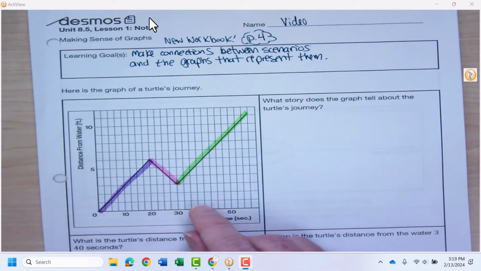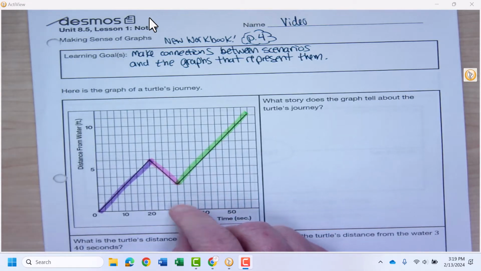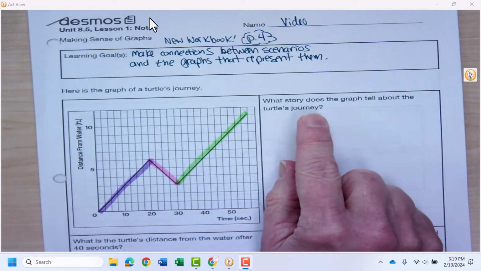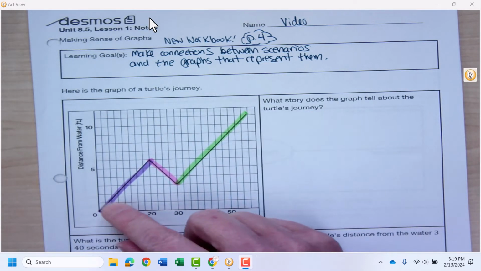And we're asked to make a connection between this graph and what's really happening in that turtle's animation or that turtle's story. So what story does the graph tell about the turtle's journey? And we can break it up into these 3 different segments.